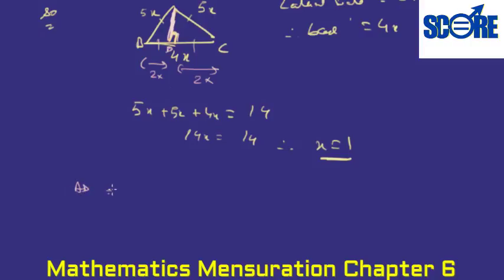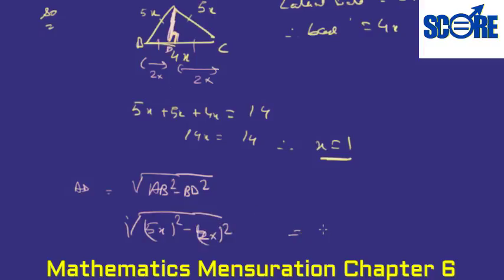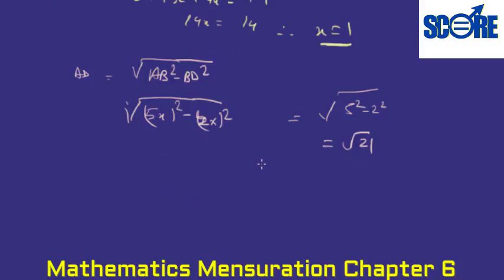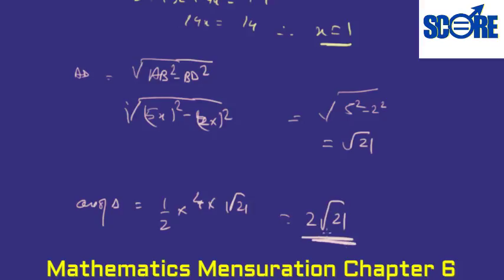Now, using the Pythagoras theorem in the triangle ADB, I can say AD equals the square root of AB square minus BD square. Now AB is 5x and BD is 2x, and x is 1. That means the square root of 5 square minus 2 square, which is the square root of 21. Right? We got the height of the triangle. We know the base of the triangle, and we can say the area of the triangle is half base into height. The base here is 4x, that is 4, into height root 21, means 2 times root 21 is the area of the triangle.